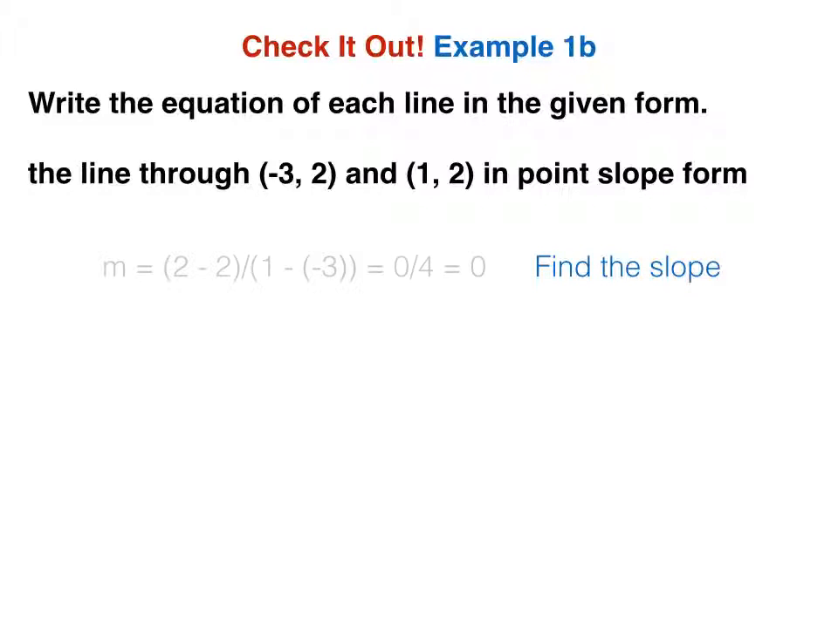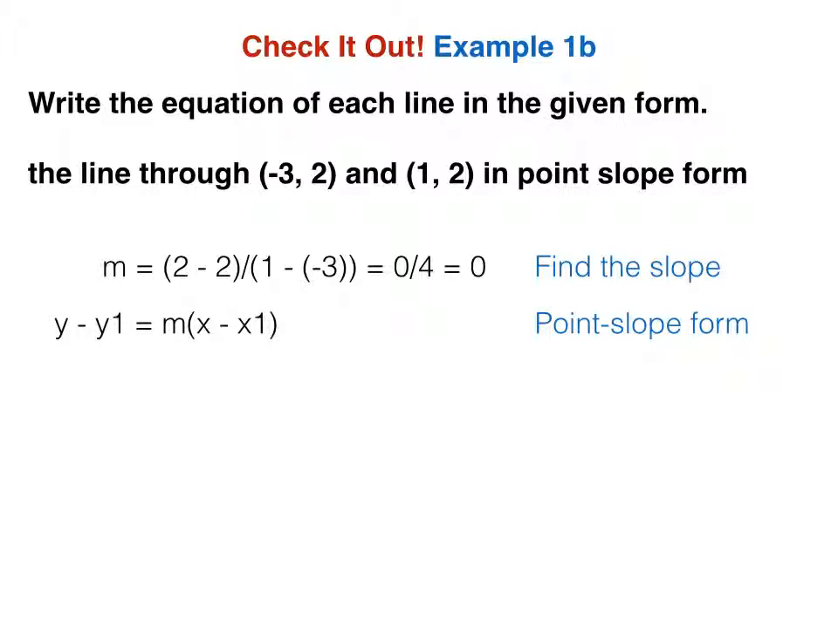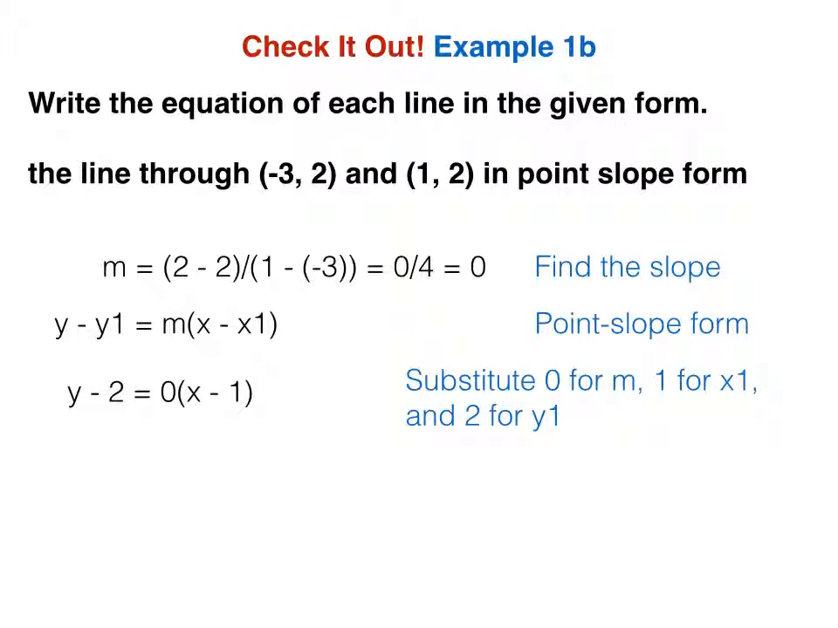Let's go ahead and find the slope. So m equals y2 minus y1 over x2 minus x1. So 2 minus 2 over 1 minus -3. This gives us 0 over 4, and 0 in the numerator means that we have 0 as the slope. Point-slope form would say y minus y1 equals m times x minus x1. Substitute 0 for m, 1 for x1, and 2 for y1. y minus 2 equals 0 times x minus 1. Simplify, y minus 2 equals 0. Solve for y. So y equals 2.